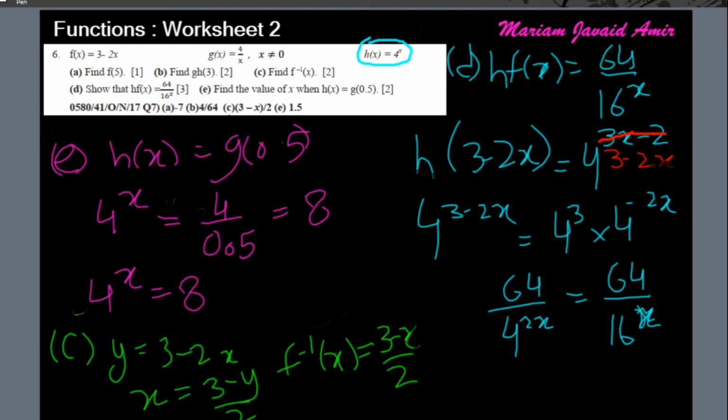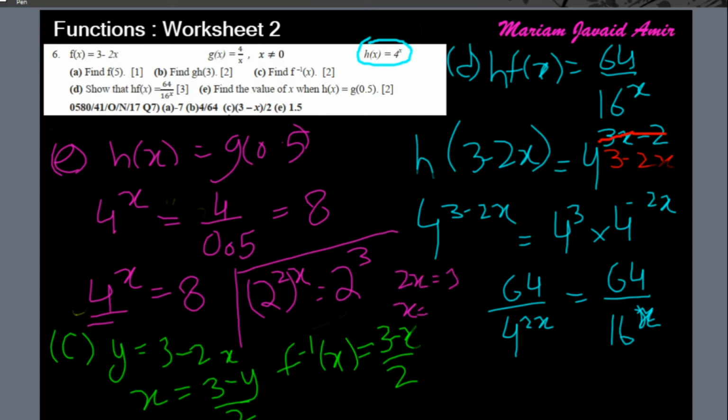Now what should be the power of x so that we get 8? What we can do is write 4 as 2 power 2. So this becomes 2 power 2x. I've changed this 4 to 2 square, and I can change 8 to 2 cube. So now since the bases are same, the powers can be equated. So 2x equals 3. So x equals 1.5.